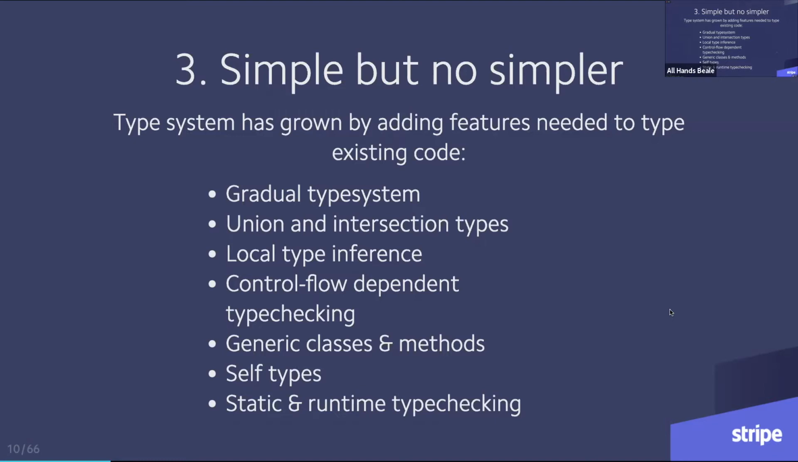Of course, you have collections, so you need generics. And then for a bunch of methods in the standard library, notably double splat, you need self-types. And we'll dive deeper. Why do we need runtime typing?